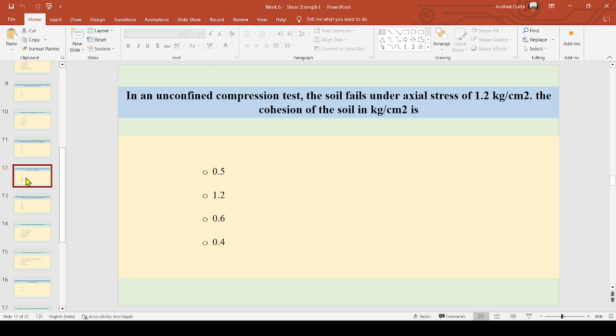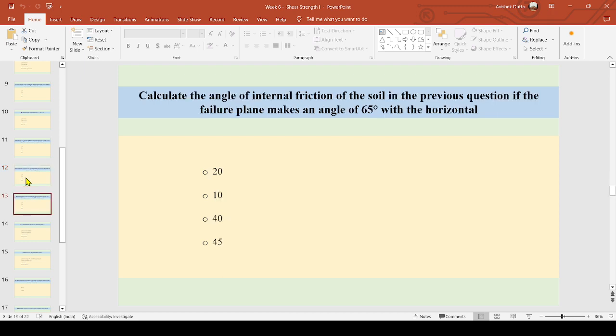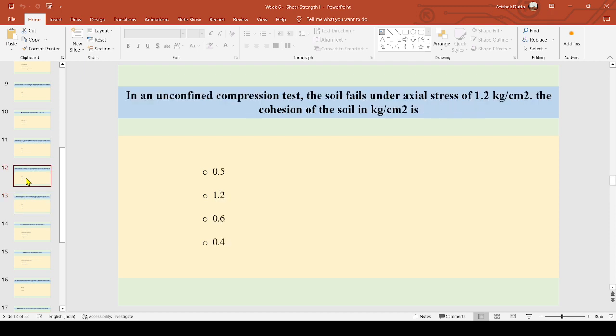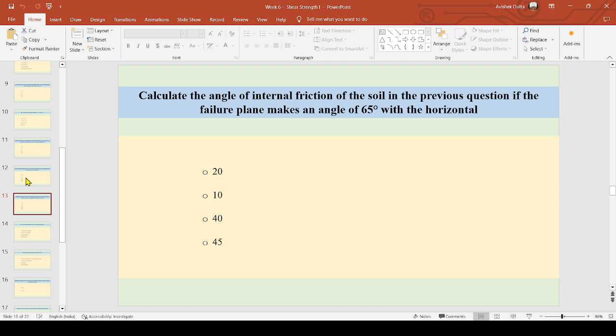And then in the next question, calculate the angle of internal friction of the soil. What is the angle of internal friction of this soil if the failure plane makes an angle of 65 degree with the horizontal? Considering the horizontal plane to be the plane of the major principal stress, the failure plane makes an angle of 65 degree. So what is the angle of internal friction? The options are 20, 10, 40 or 45.